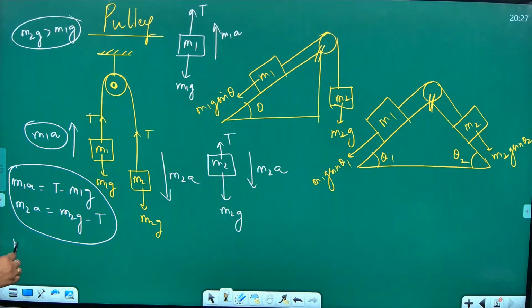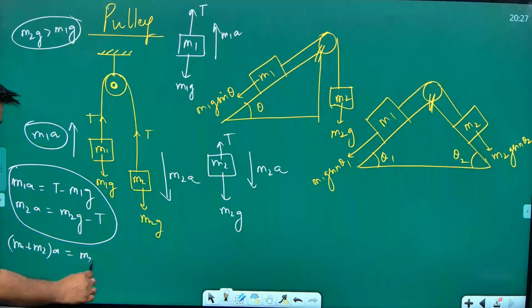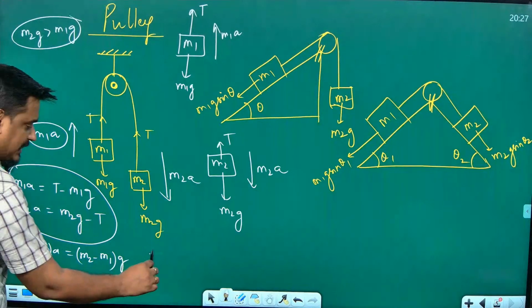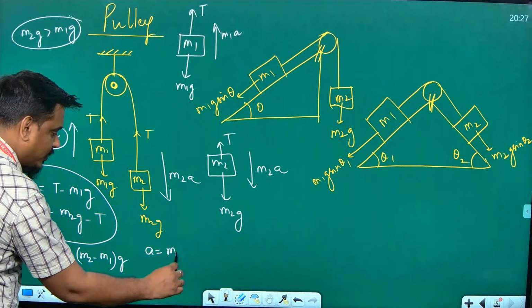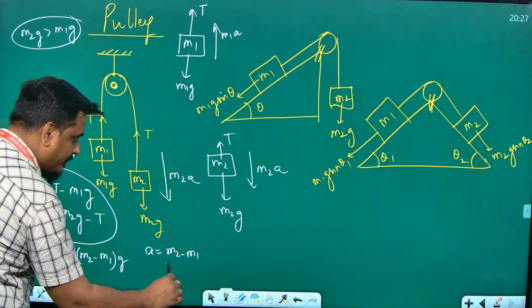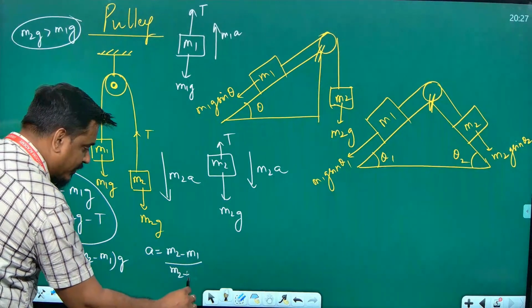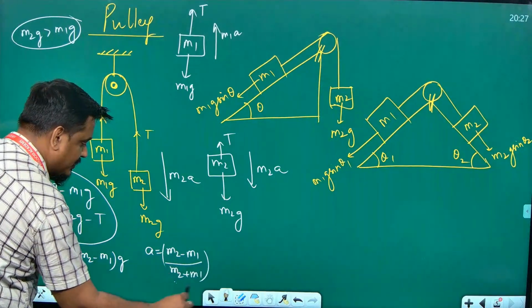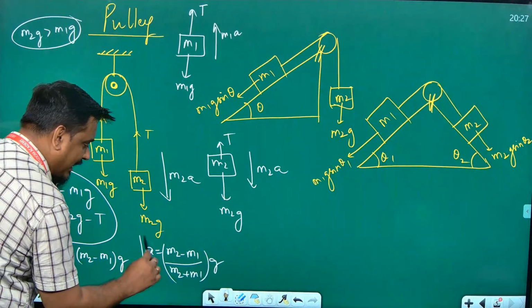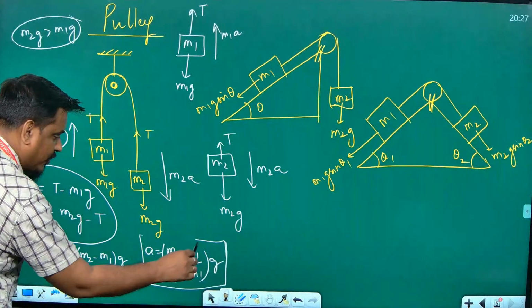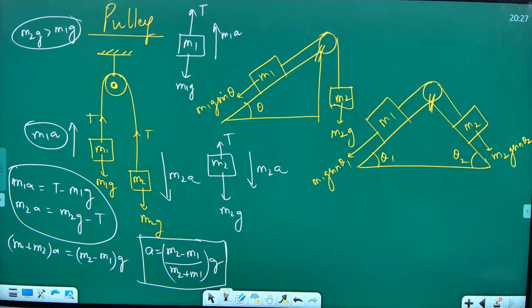You will get (M1 plus M2) into A equal to M2G minus M1G, which becomes (M2 minus M1) into G. So from here you got the equation of acceleration. Acceleration will become equal to (M2 minus M1) by (M2 plus M1) into G. This is the equation of acceleration of the object in a single pulley system.